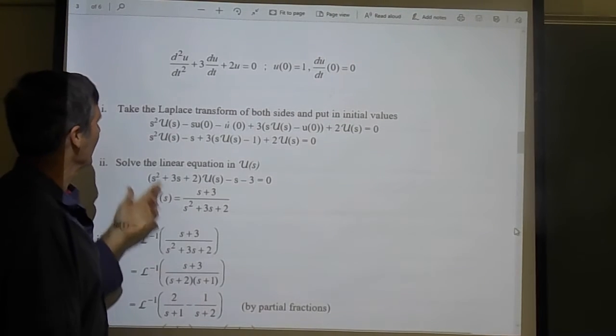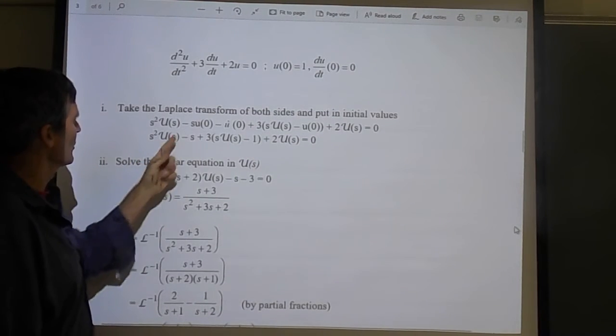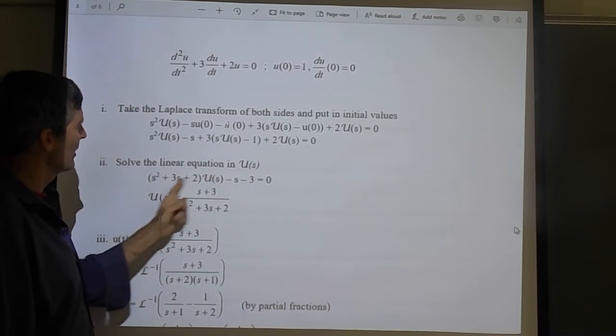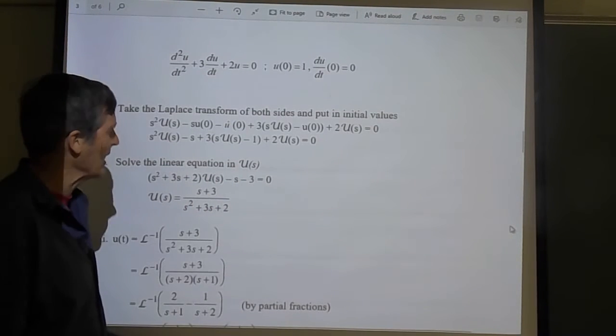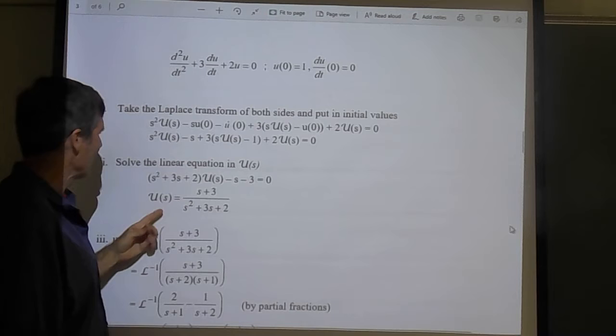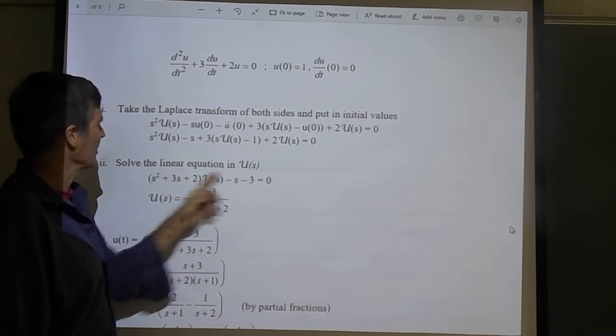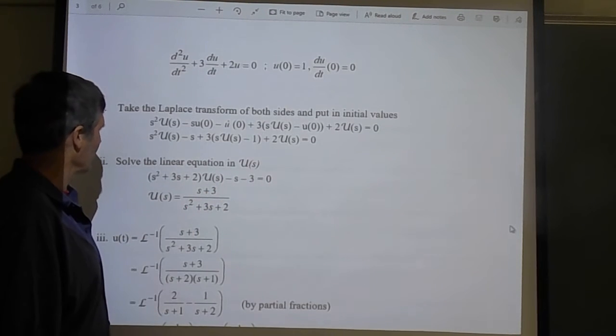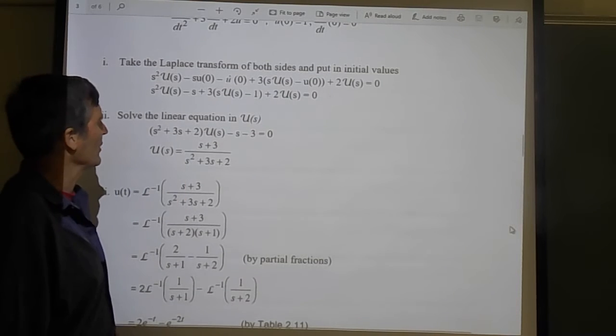Now it's an algebra equation, and it's linear in U of s. You group all the U of s terms, you have U of s times something plus something equals 0. That always works out for a linear equation. So now you add the constant to each side, divide by this stuff, and you get U of s is this. How do we solve this one now?